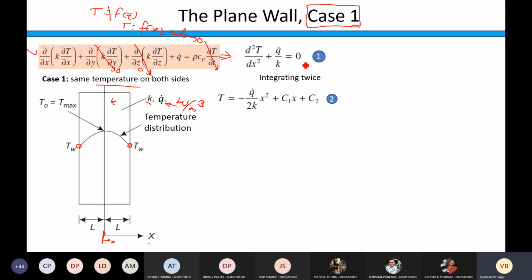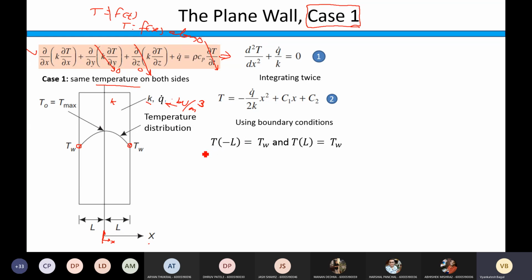Integrate this equation twice. Follow the same procedure which we did with the first case without internal heat generation. So T will be equal to minus q dot by 2k into x square plus c1 x plus c2. c1 and c2 are two constants of integration. Now to evaluate c1 and c2, you need two boundary conditions. They are given on the screen now.